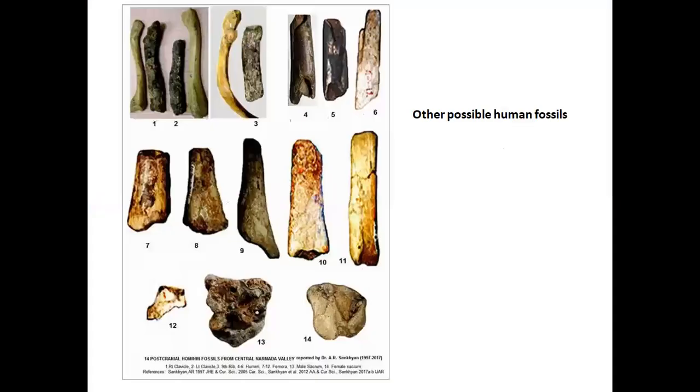These are some other fragments reported of human fossils: shoulder bones, rib fragments, arm bones. But again, we cannot say the species, because ribs look the same in many species.